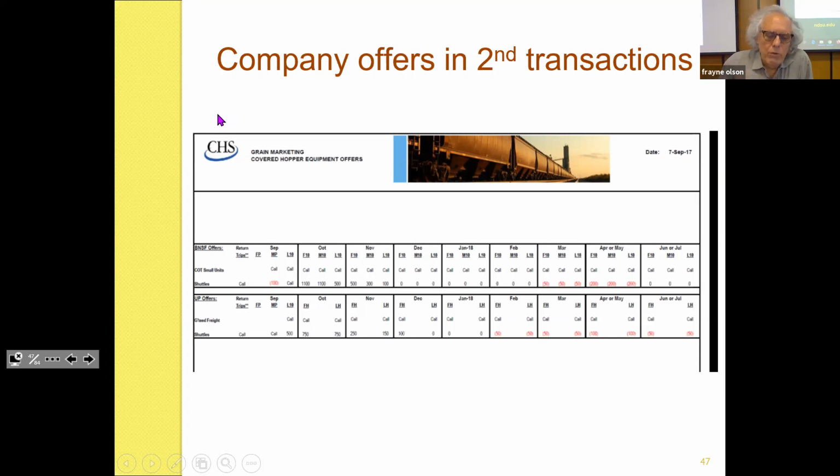The reason for that is the railroad wants to give a lot of flexibility to shippers, which ultimately enhances the value of the instrument.